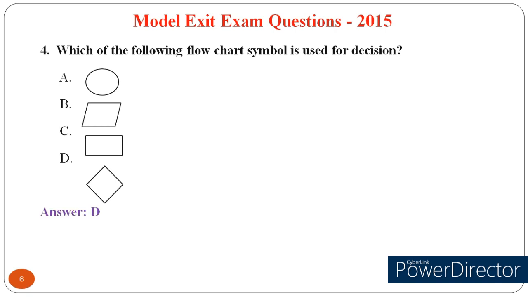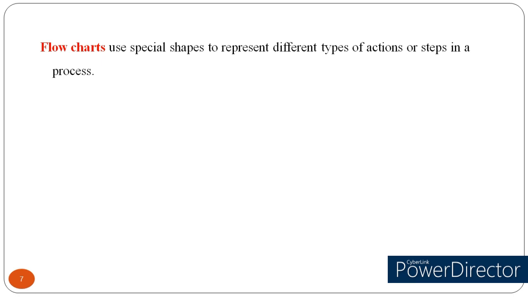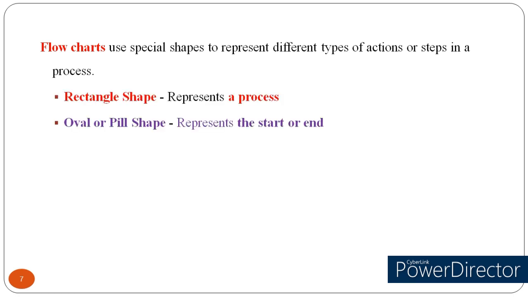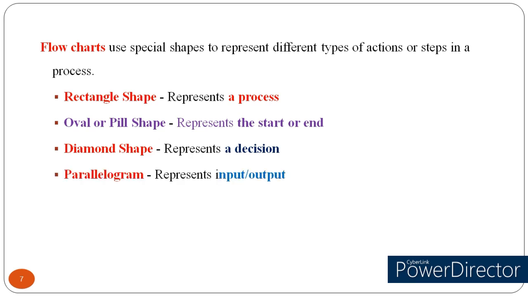So the answer is D. Flowcharts use special shapes to represent different types of actions or steps in our process. For instance, the oval shape is used to represent the start or the end of the process, and the rectangle shape represents a process. The diamond shape represents a decision, and the parallelogram represents input and output.